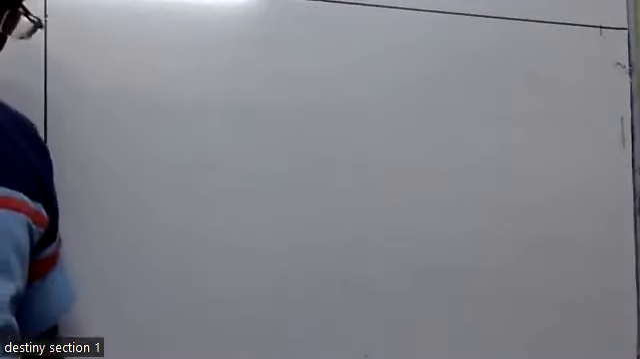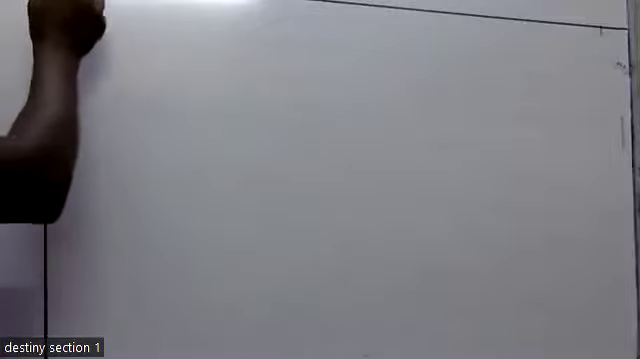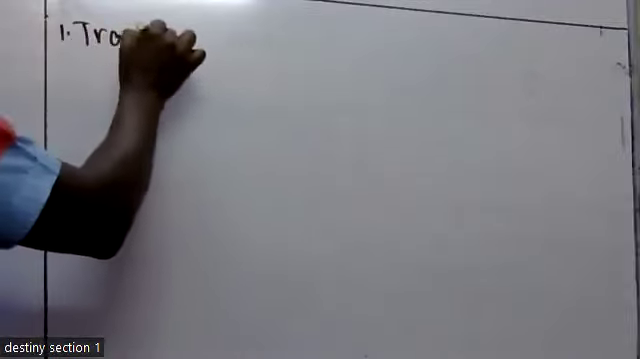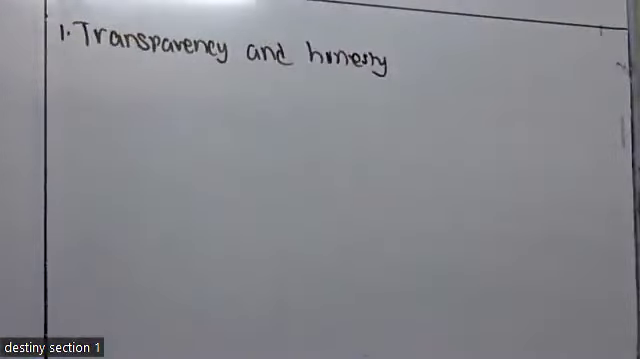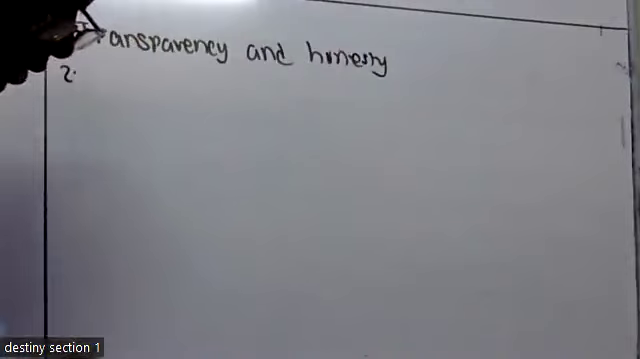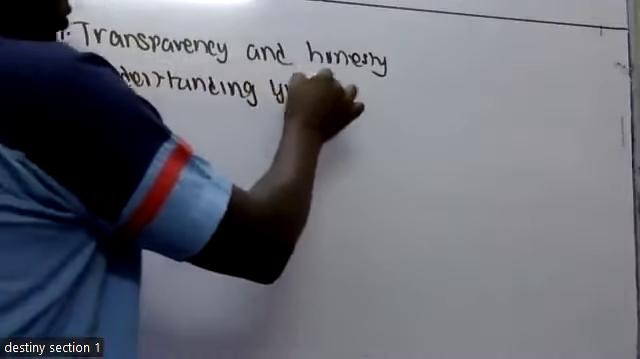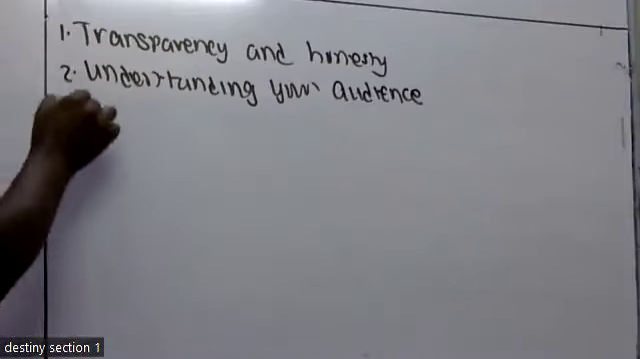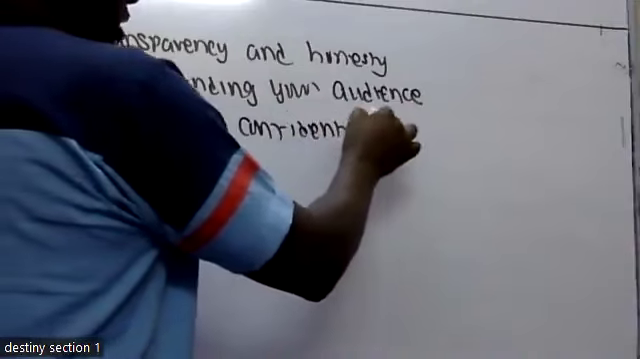Principles of ethical communication. Number one is transparency and honesty. Number two is understanding your audience. Number three is respecting confidentiality and privacy.